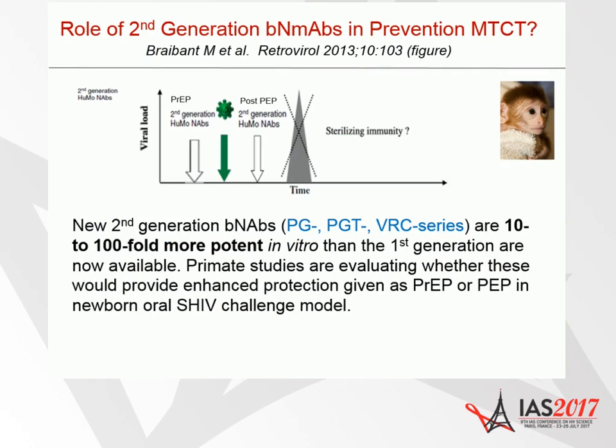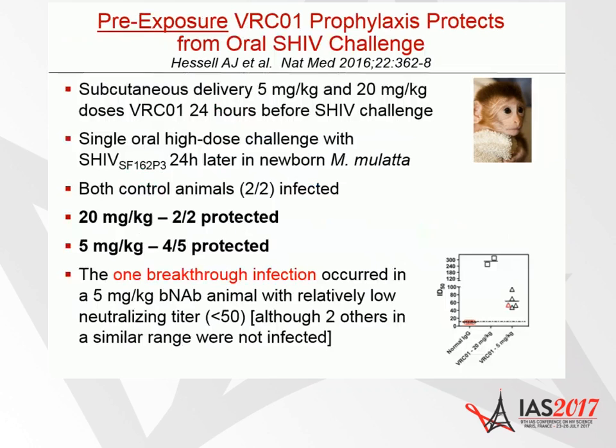So now we've got these new second-generation antibodies. You've heard about them already in the prior talks, that are 10 to 100-fold more potent in vitro than the first-generation antibodies. And primate studies are now evaluating whether these might provide enhanced protection given as PrEP or PEP in the newborn oral SHIV challenge model.